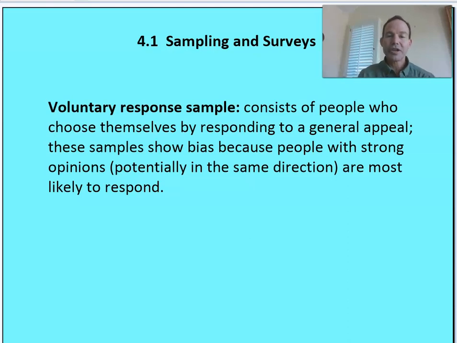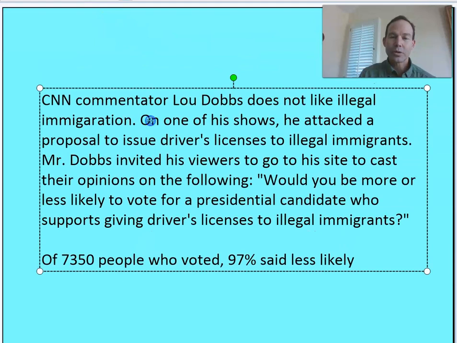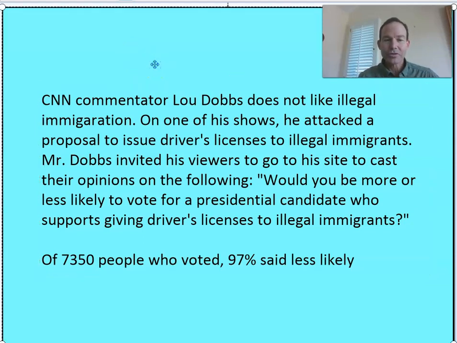So voluntary response sampling creates some skew, or some potentially bad sampling data. All right, so we're going to talk about an example. CNN commentator Lou Dobbs does not like illegal immigration. So on one of his shows, he attacked a proposal to issue driver's licenses to illegal immigrants.